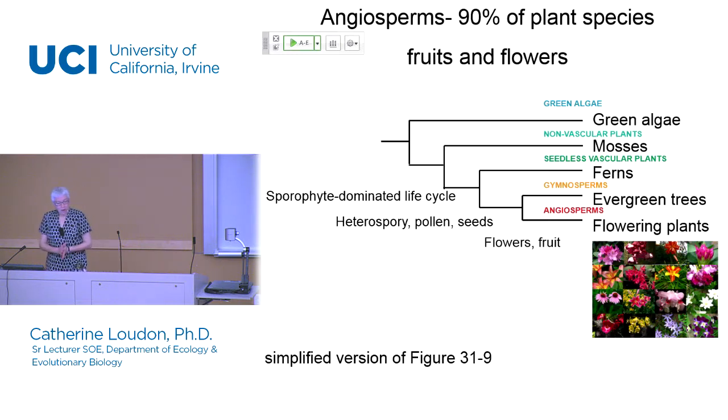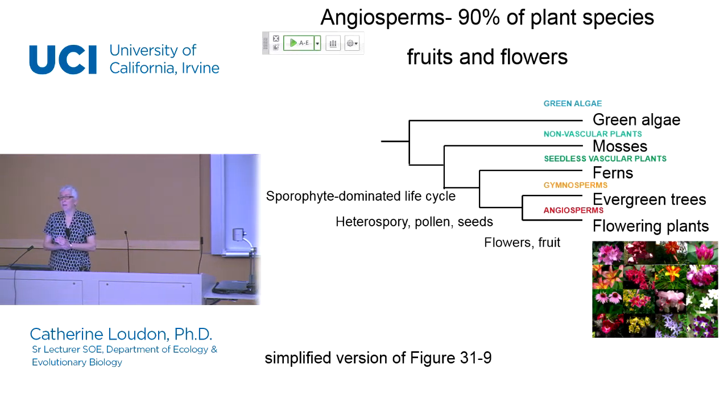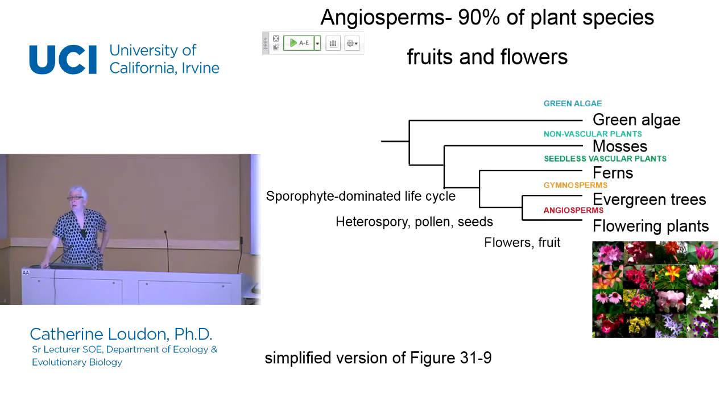So if we consider our phylogenetic tree of the different plant groups, in front of you is the highly simplified version of figure 31-9, which is the phylogenetic tree of the major groups, and hopefully this is by now extremely familiar to you. So fruits and flowers are attributes shared by the lineage that is the flowering plants, the angiosperms, that bottom branch here on the phylogeny.